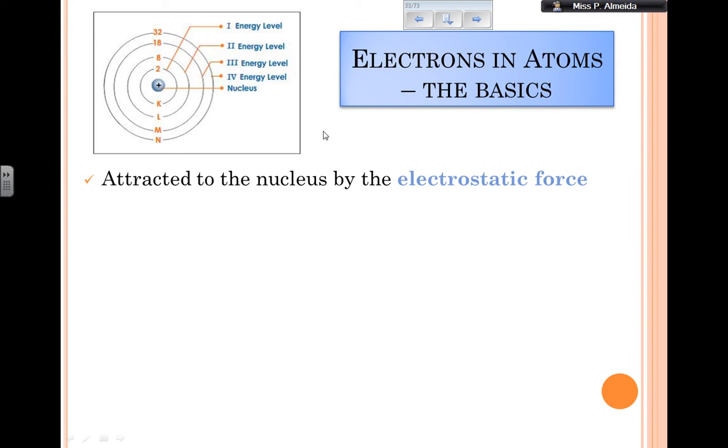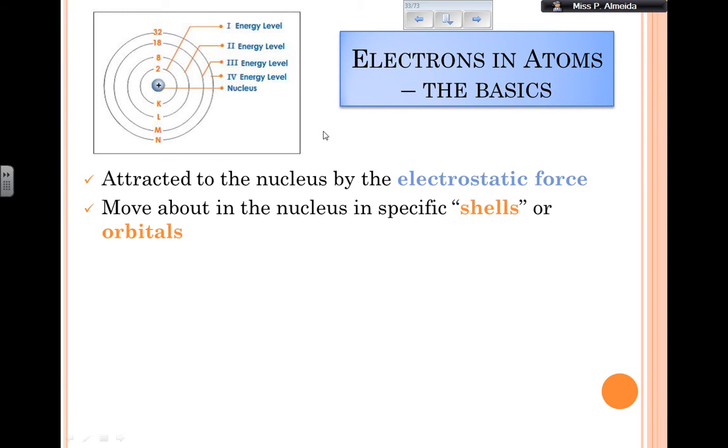We know that the electrons are attracted to the nucleus by the electrostatic force. We know that they move about the nucleus in specific shells or orbitals, or as I said before, energy levels. And again, these are very specific, so they depend on the atom that I have. The same atom is going to have exactly the same configuration and exactly the same energies in each of the shells, or the orbitals. Different atoms will have different energies that will never be the same as the first atom.